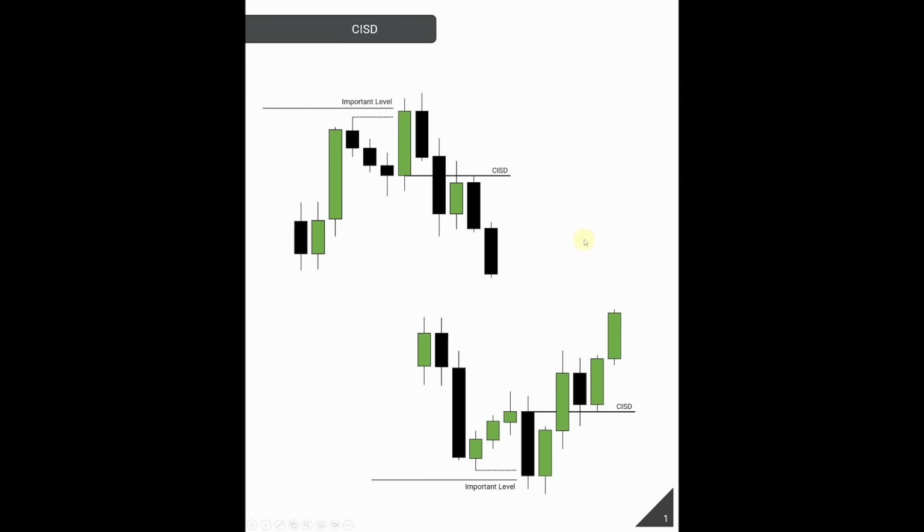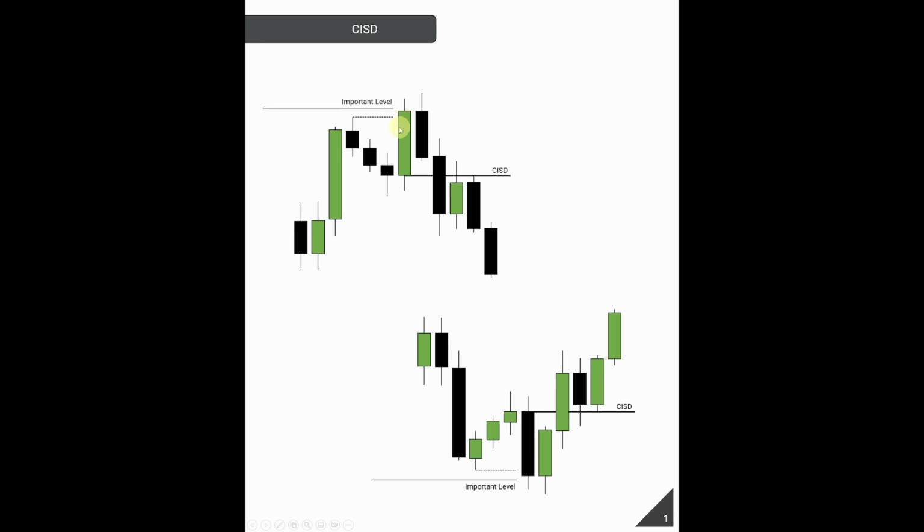So here we are in the PDF, and what is the change in stated delivery? Well, the change in stated delivery is when price goes from bullish to bearish or from bearish to bullish. Now, let's go through this example here. Price is moving up into a higher time frame PD array or important level.